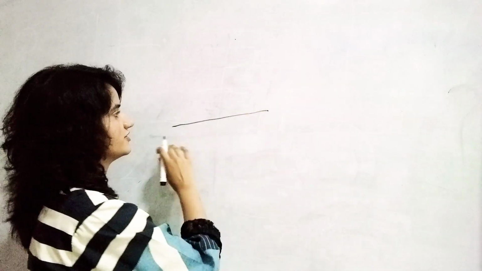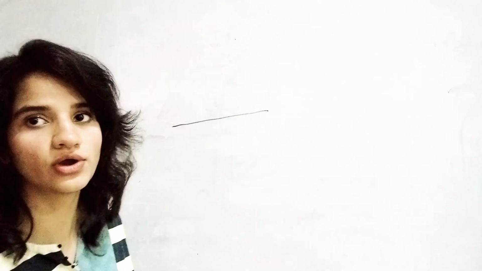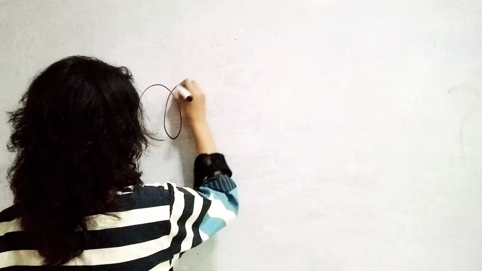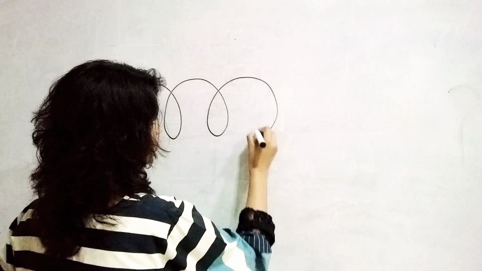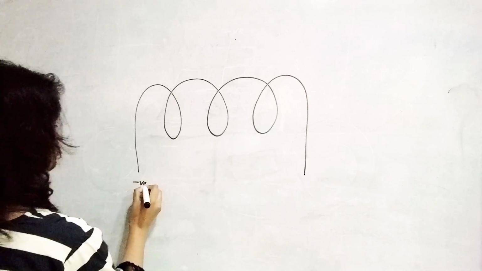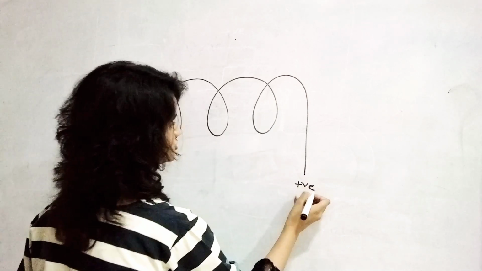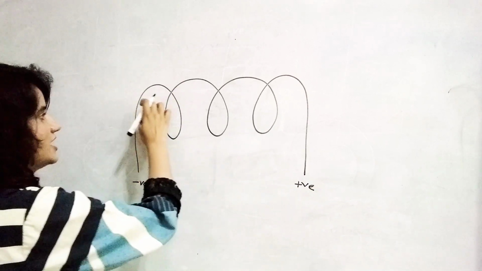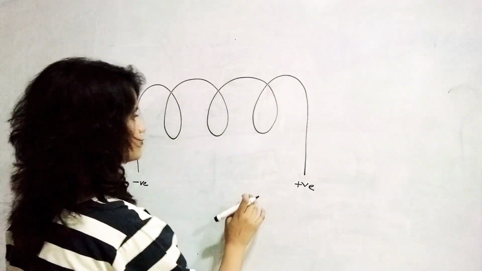In the last examples, we studied the single wire which was not in coil form. But now what we will do, we will draw it in coil form. Coil of wire. This is the negative terminal and this is the positive terminal. Then the current is passing through these coils of wires.